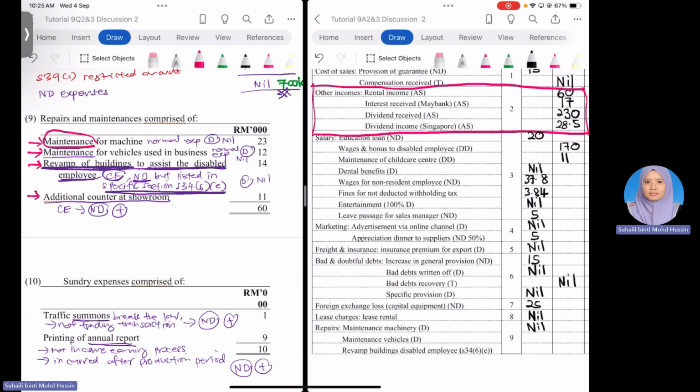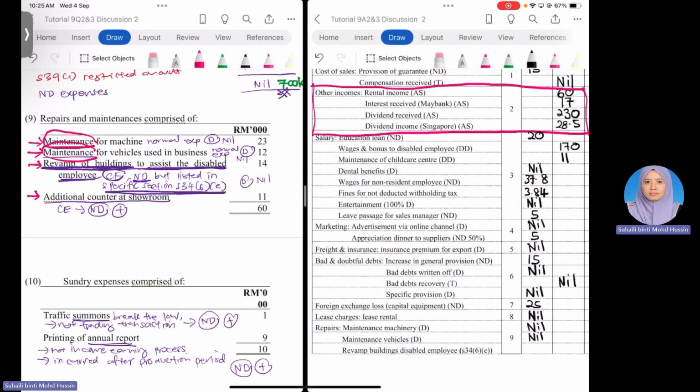Okay, the second item in number 9, maintenance of the vehicle used in the business. Also a normal expenditure, maintain only. So this is a revenue expenditure satisfying section 33 subsection 1, so no further adjustment is needed as the amount is already deducted in the SOCI and is already included in the net profit before taxation.